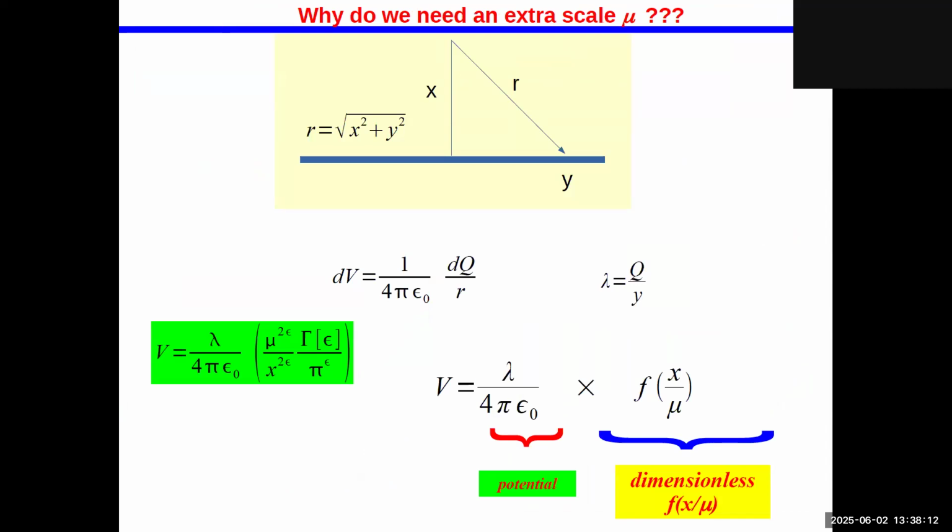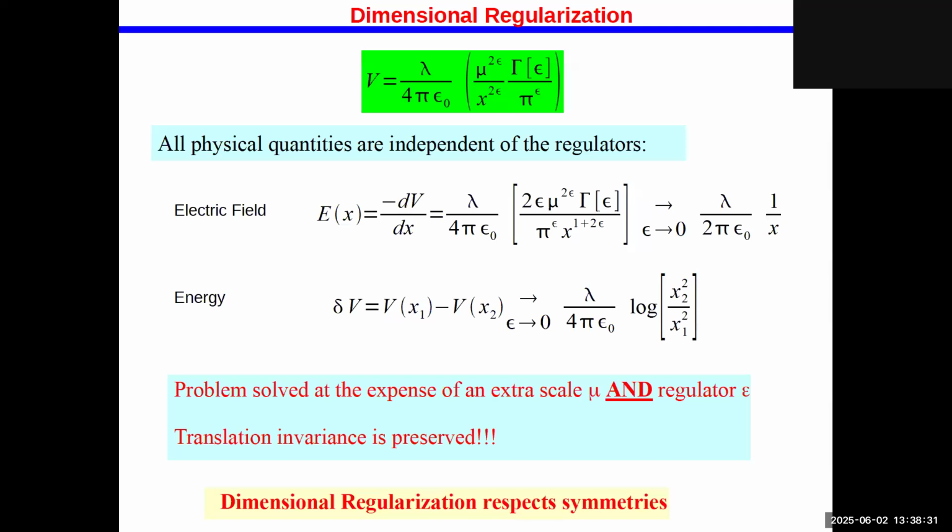And this is just a recap. Why do we need the extra scale? Again, this has units of potential. Now I introduce a new scale. I have x over mu. That's dimensionless, and I can build things out of that. If I don't have the mu, I'm stuck. I can't have anything non-trivial. So that's the essence of that problem.